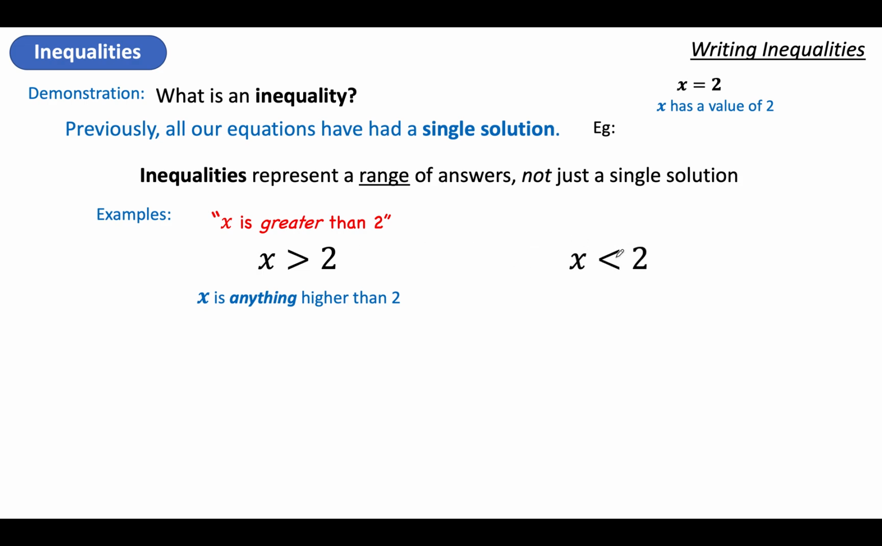And on this one, the pointy end is at the x, isn't it? The small end, and the big open end's on the 2. This one actually means that x is anything less than 2. So for example, 1.9, or 1.99, or -2, or -8, or 0. Literally anything as long as it is less than 2. And that's exactly how we'd say this one: x is less than 2.